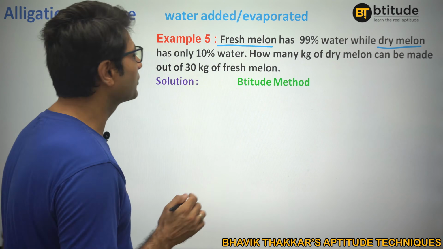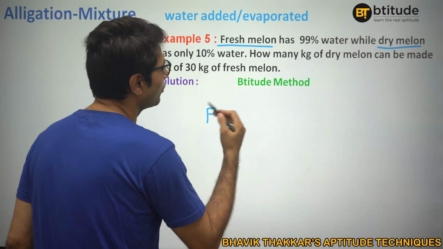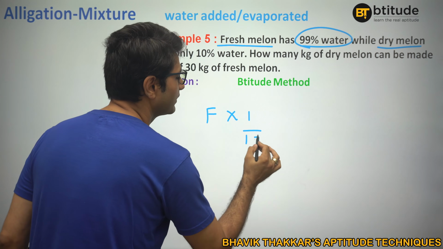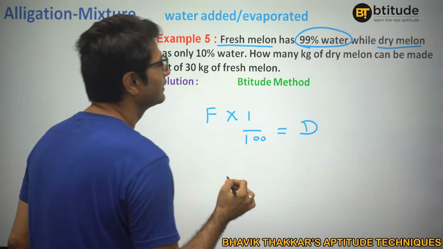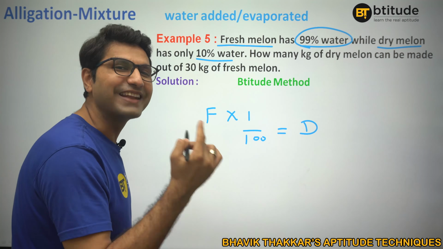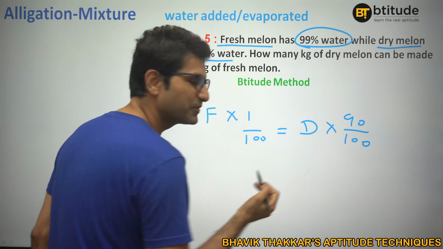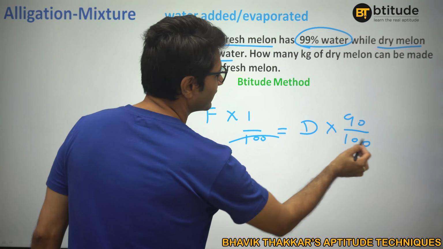So here you have to understand, fresh melon, whatever the quantity, 99% is water, that means only 1% is pulp. And in dry melon, 10% is water, that means 90% is pulp. And pulp is not going to change, right? Pulp is not going to change. So this 100 gets cancelled anyway.